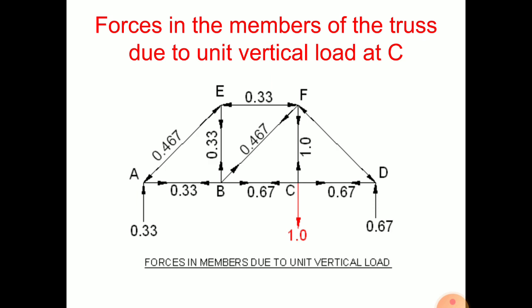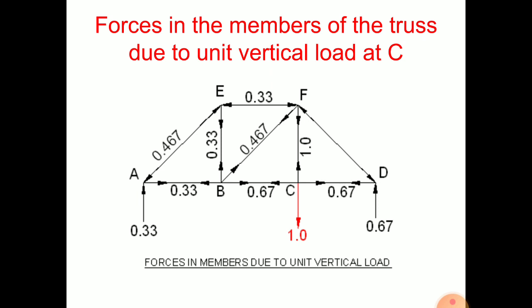Then applying the unit load method, we require the deflection at point C. So apply a unit load of 1 at C and again find the forces in all the members. First finding the reactions, reaction at A will be 0.33 and reaction at D will be 0.67. So these are the forces in the members, again by method of joints.